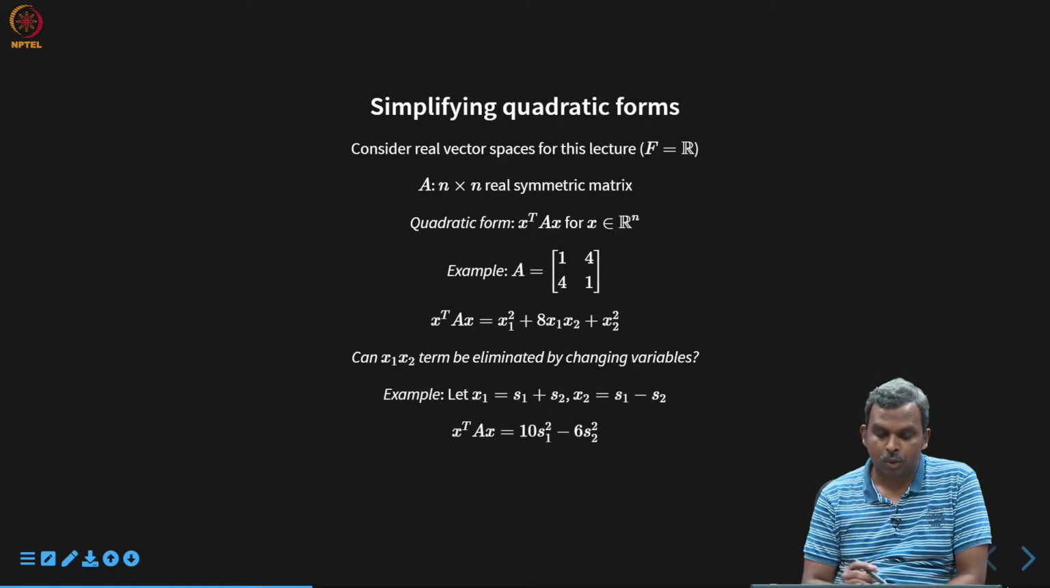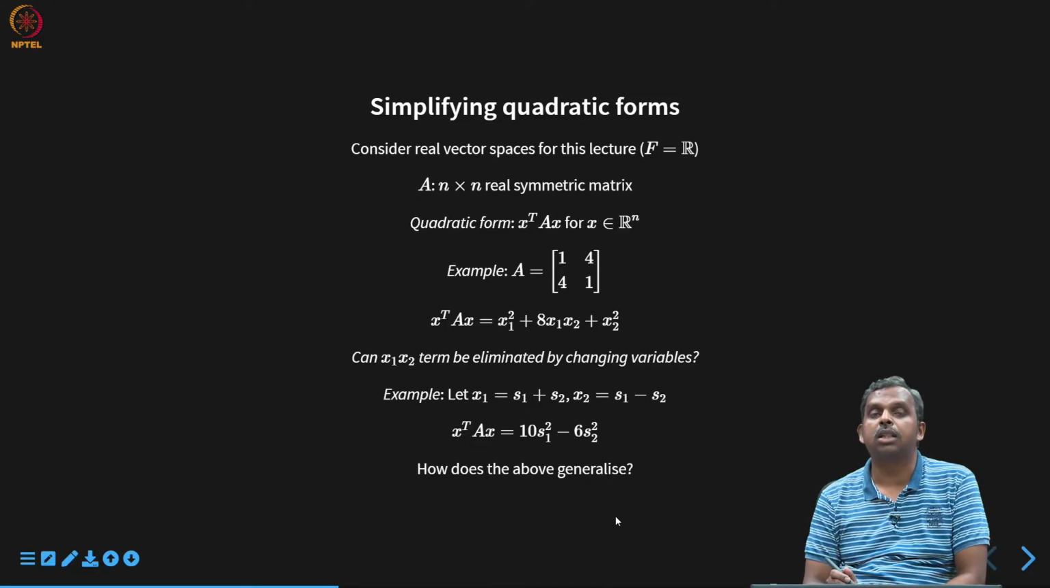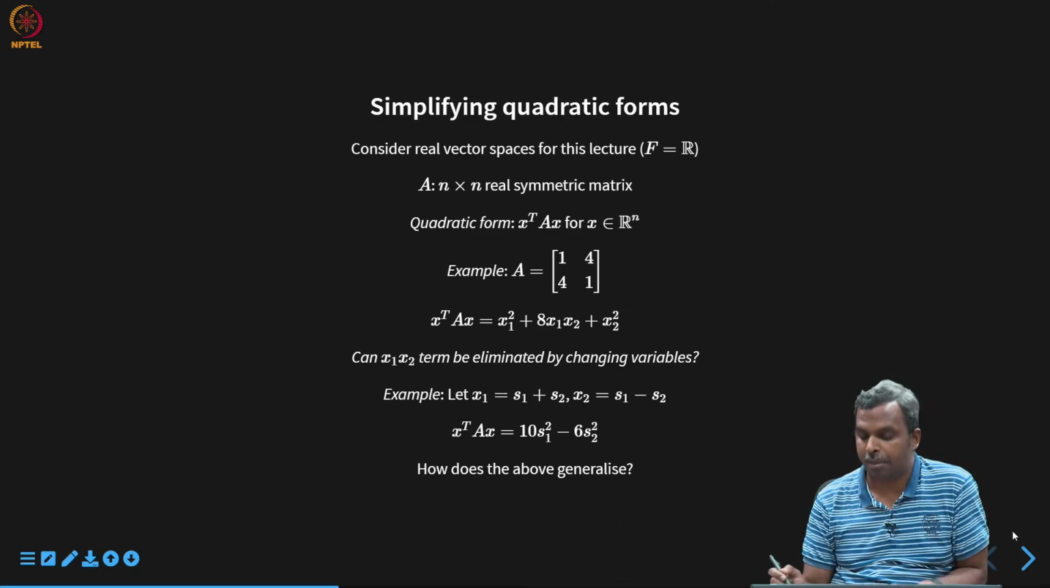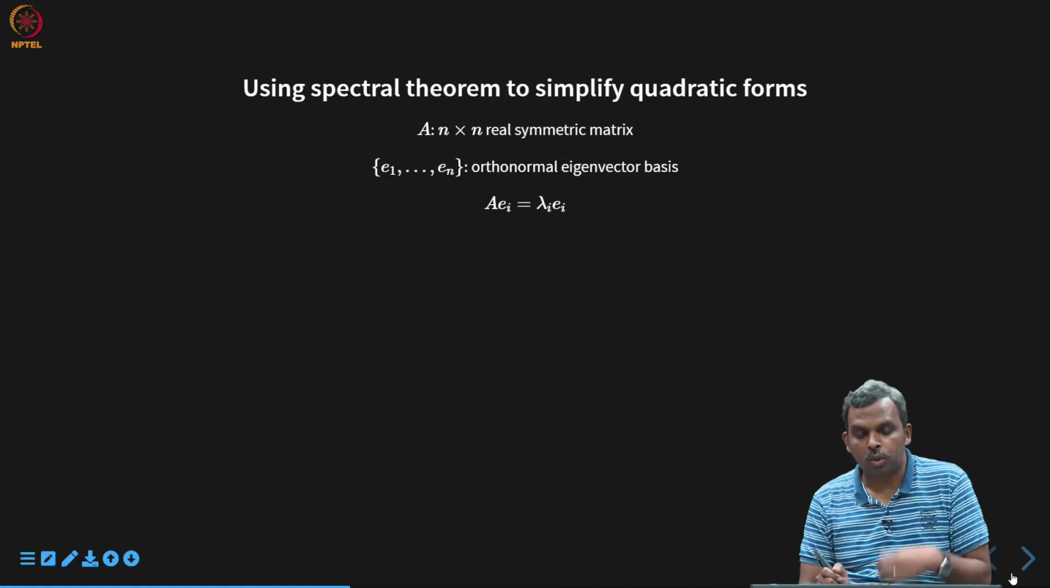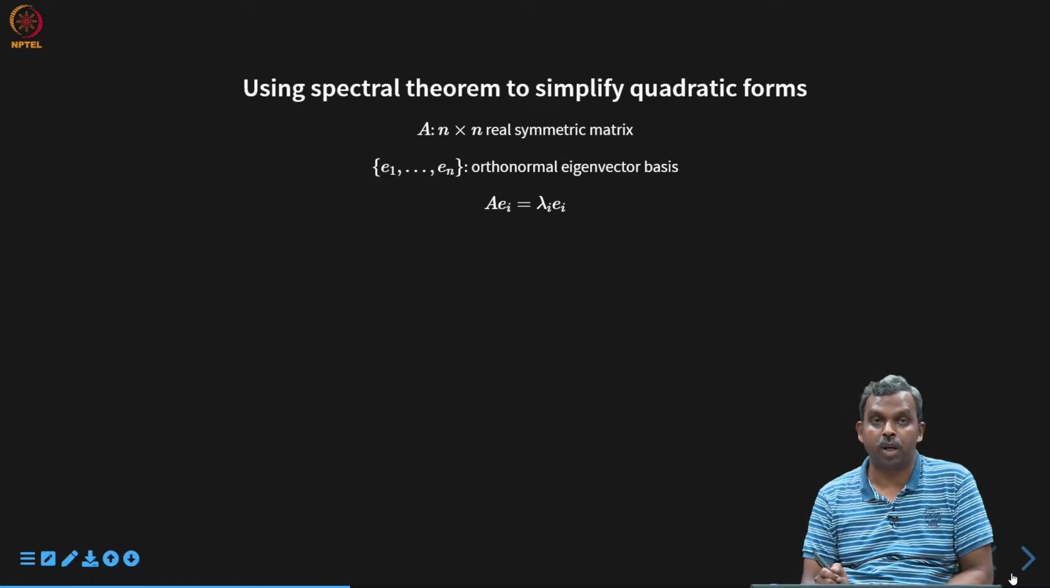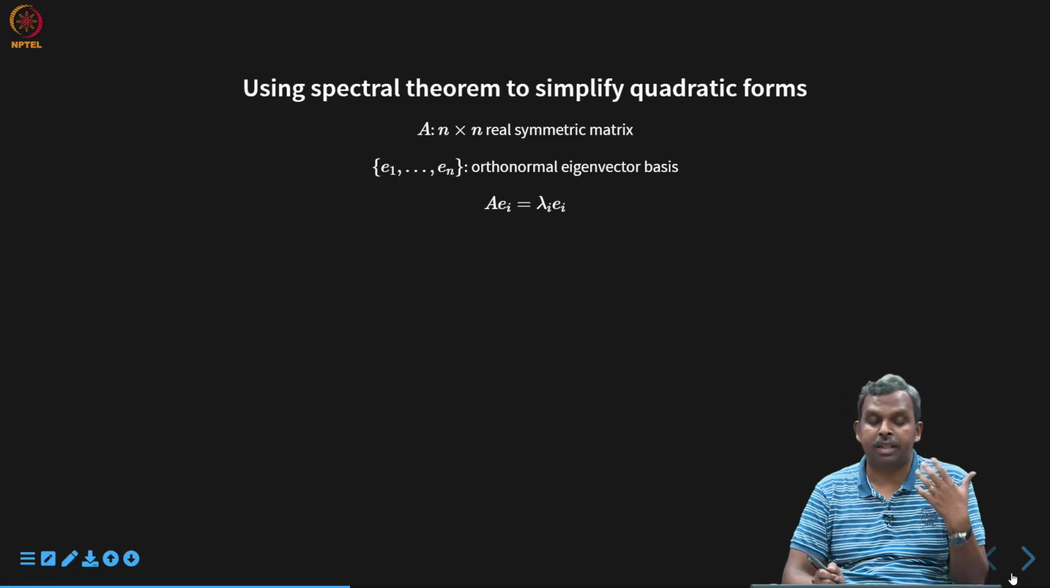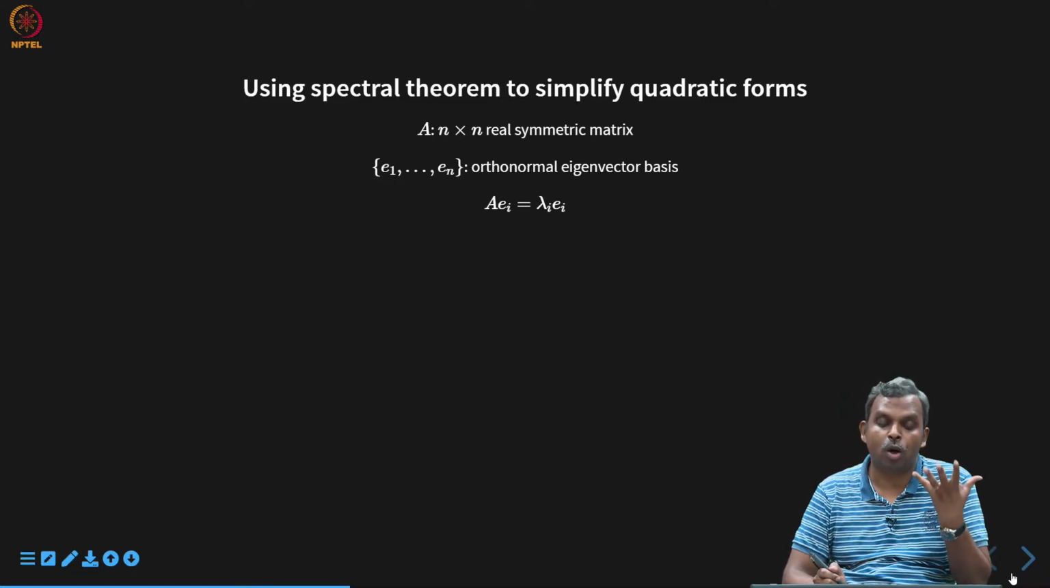Okay. So, here is a change of variables. This is sort of inspired by the diagonalization, but if I did not tell you that, it will look like magic. If you say x1 is s1 plus s2, x2 is s1 minus s2, you see the cross term disappears. Okay, it will disappear and you will get 10 s1 squared minus 6 s2 squared. So, the question of course is, how does the above generalize, and the generalization is through the real spectral theorem and diagonalization. Okay. So, you can sort of expect that, and that is what will happen. Okay. So, this is how you use the spectral theorem to simplify quadratic forms. Supposing somebody gives you an arbitrary n by n real symmetric matrix, it has off diagonal elements.